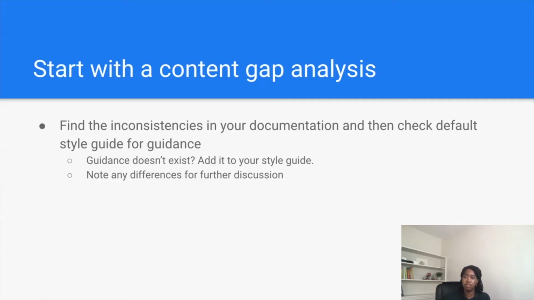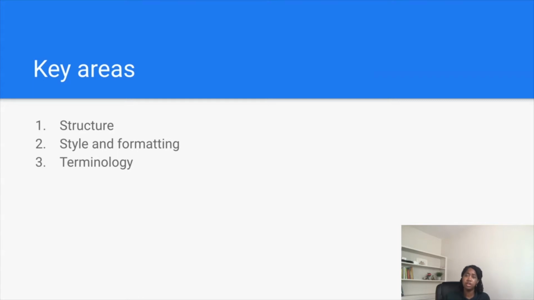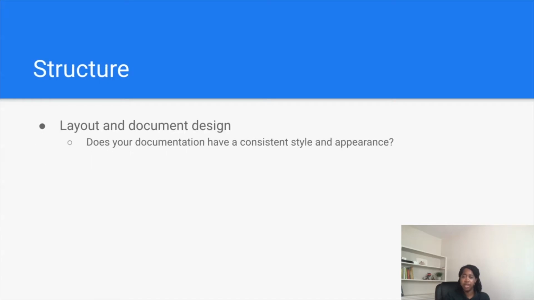When you're doing this content gap analysis, there are 3 key areas I recommend focusing on. And those are structure, style and formatting, and terminology. When I say structure, I essentially mean layout and document design. So does your documentation have a consistent style and appearance? Or does it tend to vary?